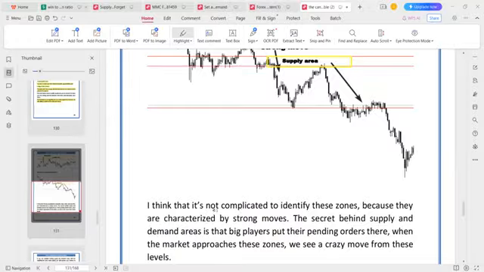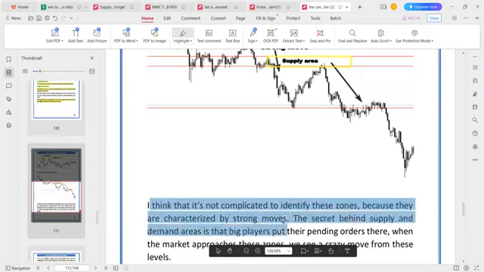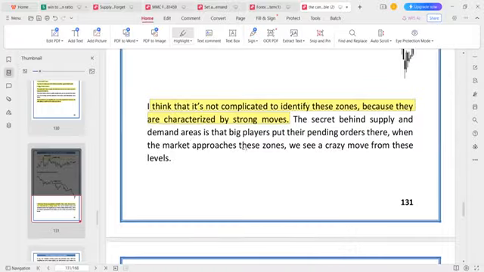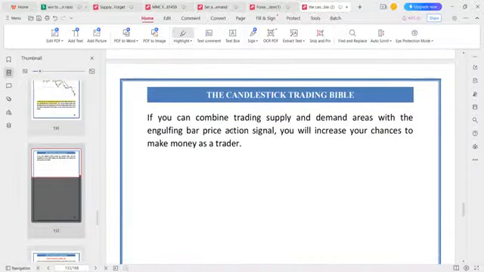So I think that it's not complicated to identify these zones because they are characterized by strong moves. Take note, right? I think the secret behind supply and demand areas is that big players put their pending orders there. When the market approaches these zones, we see a crazy move from these levels. If you can combine trading supply and demand areas with the engulfing bar price action signal, you will increase your chances to make money as a trader.